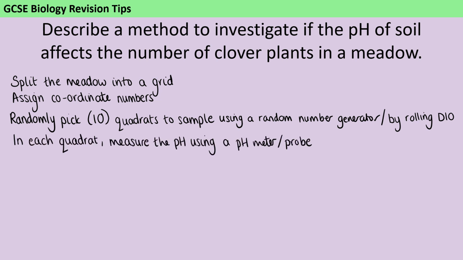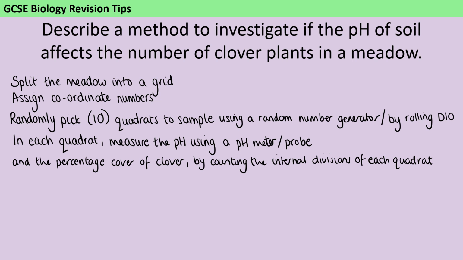Then in each quadrat, we're going to measure the pH using a pH meter, or you might call it a pH probe. And we're also going to assess the percentage cover of the clover by counting the internal divisions. So sort of saying, oh, in this quadrat, 20 of the little intermediate squares were covered. Or you could do it by counting the number of clover plants as well. That would work too. And then we're going to compare the percentage cover of clover to the pH.